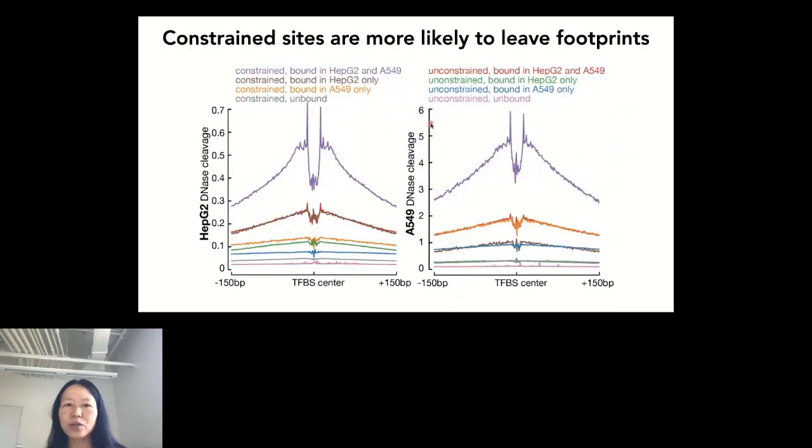Also, the constrained sites in humans are more likely to be protected against DNase. So this is DNase cleavage. Typically, a bound site would leave a footprint with high flanking regions of cleavage, but the site itself is more protected. So the constrained sites are more protected in two different cell lines, here are data from two different cell lines, than the unconstrained sites at the bottom. So they're more likely to be protected and bound strongly in humans as well.